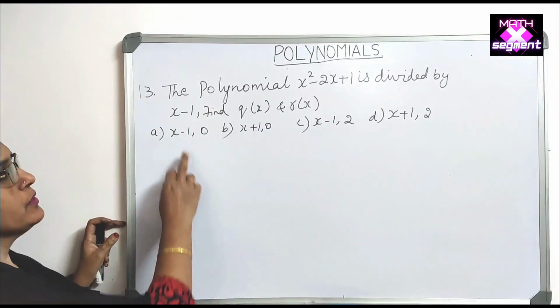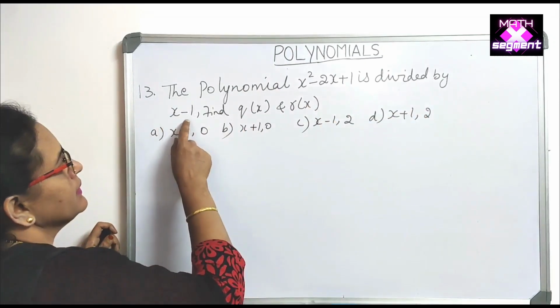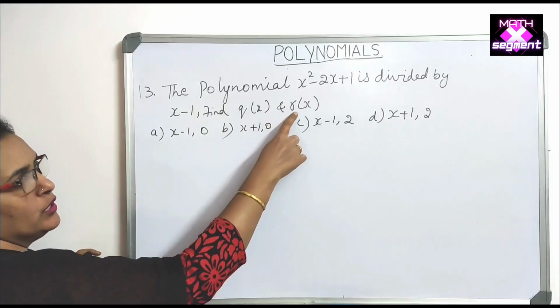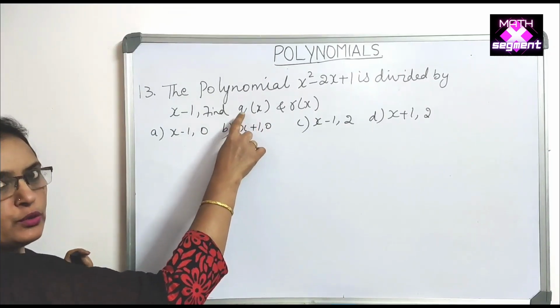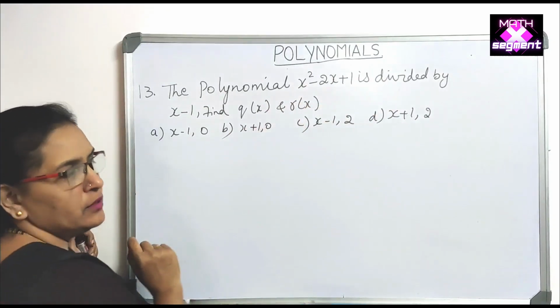Let's do the next question. The polynomial x square minus 2x plus 1 is divided by x minus 1. Find q of x and r of x. In the previous question it was asked only r of x. Here they have asked you q of x also. And this question is also related to the division process.